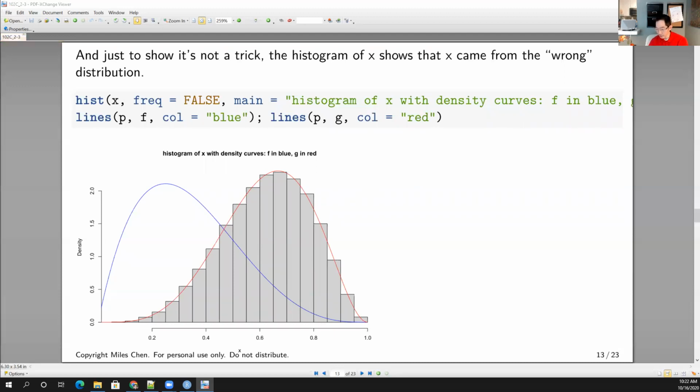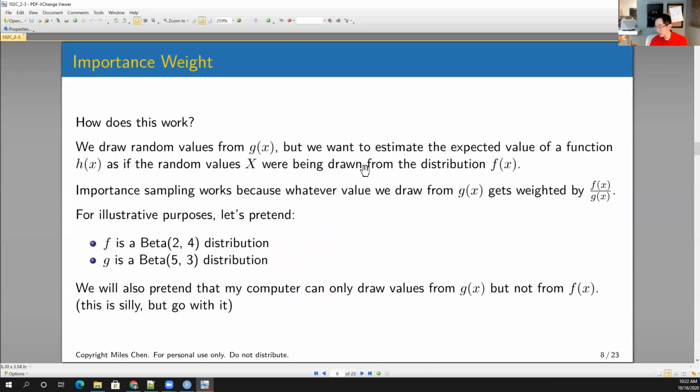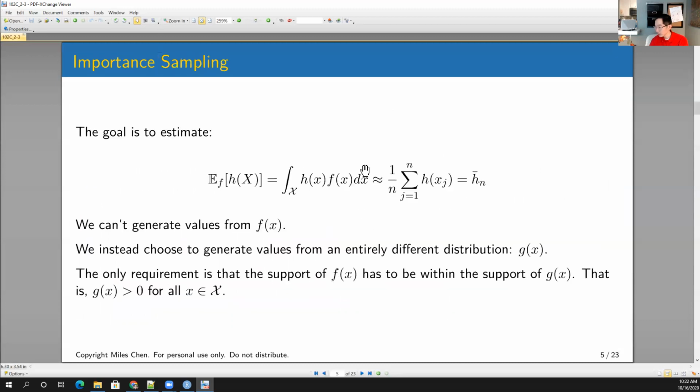All right, and I got a question in the chat. It says, can you choose any distribution as the proposal, but some converge faster than the others? Okay, so the answer is yes, you can. This proposal distribution G of X, whatever we're using here, can be any distribution as long as it meets this requirement. The only requirement is that the support of F has to be within the support of G.